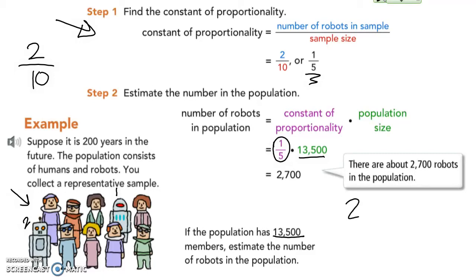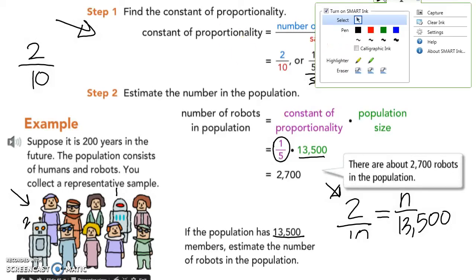You could also set up a proportion here. So we could say 2 over 10 equals, it would be n over 13,500. You could also simplify this 2 over 10 to 1 over 5. And then how do we solve a proportion? We cross multiply and then we divide. Okay? So either of those ways will get you the same answer.